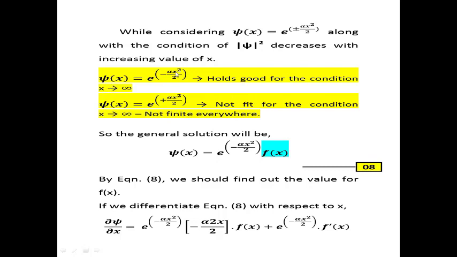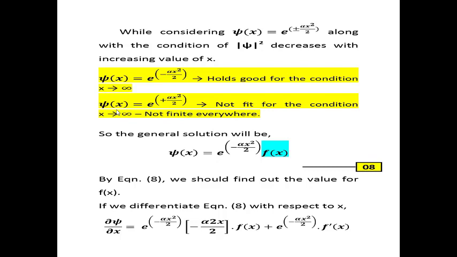Otherwise, if you make x equal to infinity with the positive sign, e power infinity will be infinity, so that condition does not fit. Whereas with the negative sign, you get finite numerical values. So we have no more option for finding the solution of the wave function within the parabolic curve. It is said to be not finite everywhere.